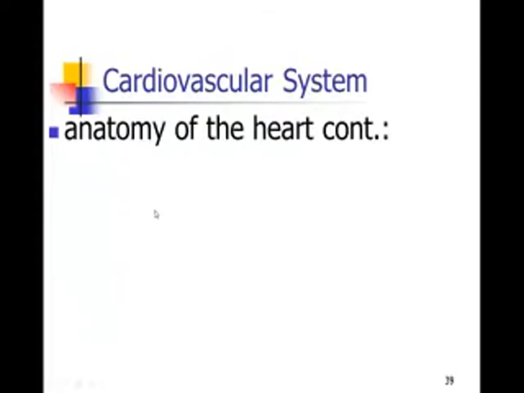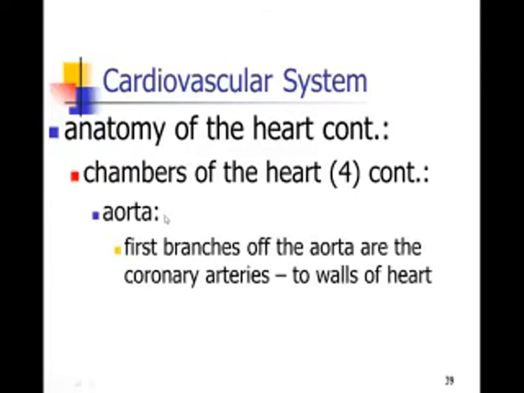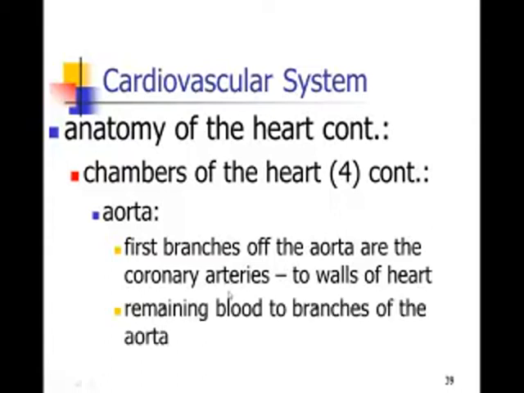Okay. So, the aorta. The aorta is going to have the first branches, coronary arteries. I just mentioned that. Coronary arteries carry blood to the walls of the heart. The remaining blood then goes out into the other branches of the aorta.